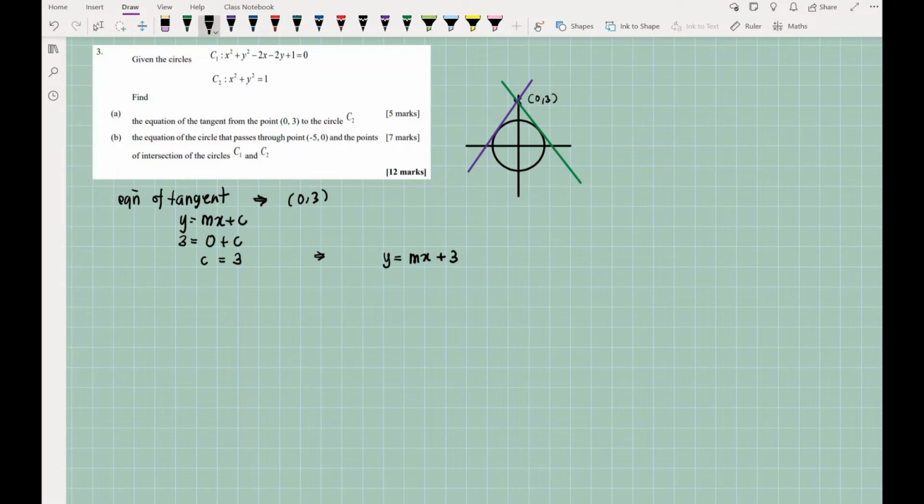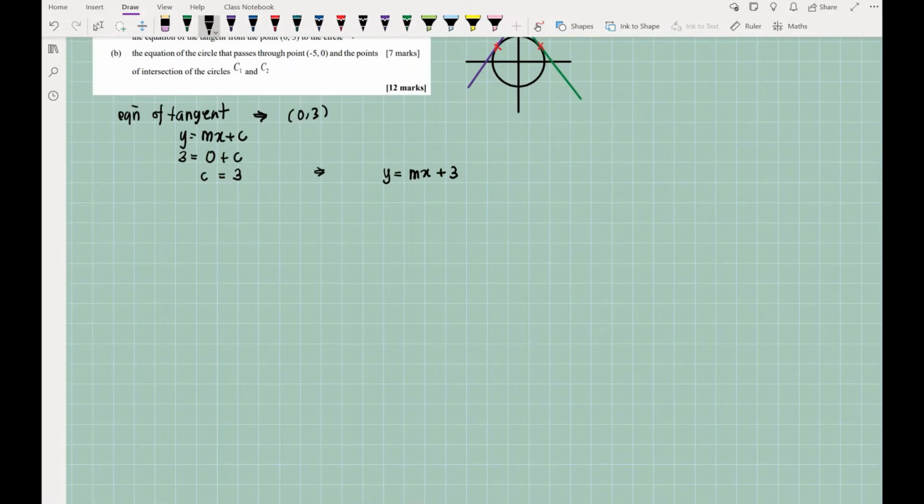Okay, kita tak dapat lagi equation complete sebab kita tak tahu the gradient is either something yang positif atau something yang negatif ikut garisan lah, sama ada purple atau hijau. What we can do here adalah, now we are going to substitute this equation into the equation of our circle here. Kenapa? Because at this point and at this point, those two equations, sama ada equation purple dengan equation circle atau equation hijau dengan equation circle, must have the same value.